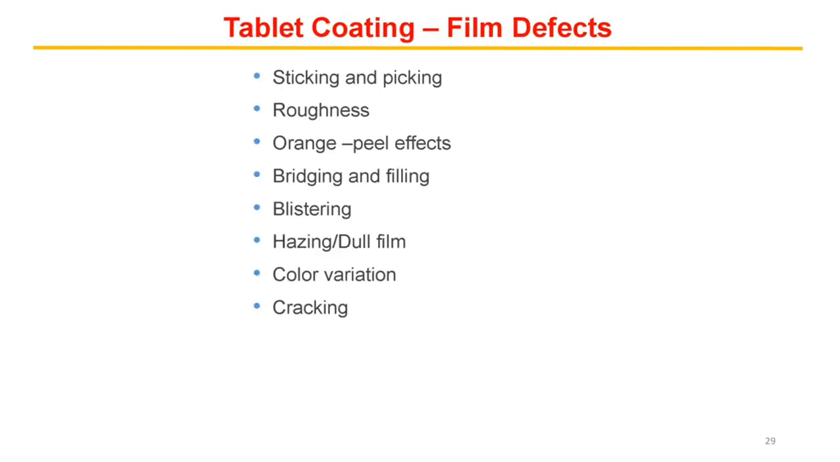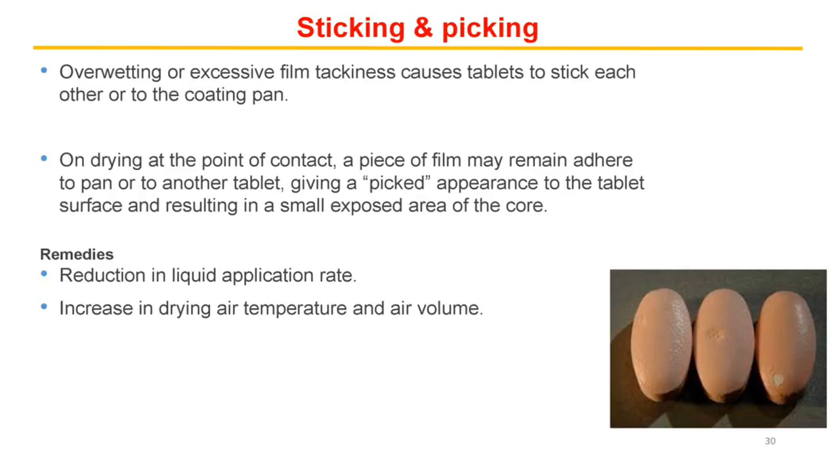28. Tablet coating film defects: sticking and picking, roughness, orange peel effects, bridging and filling, blistering, hazing/dull film, color variation, cracking. 29. Sticking and picking: overwetting or excessive film tackiness causes tablets to stick to each other or to the coating pan. On drying at the point of contact, a piece of film may remain adhered to the pan or to another tablet, giving a picked appearance to the tablet surface and resulting in a small exposed area of the core. Remedies: reduction in liquid application rate. Increase in drying air temperature and air volume.